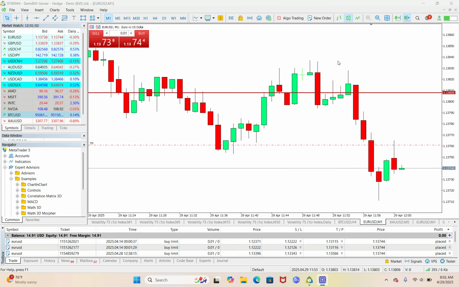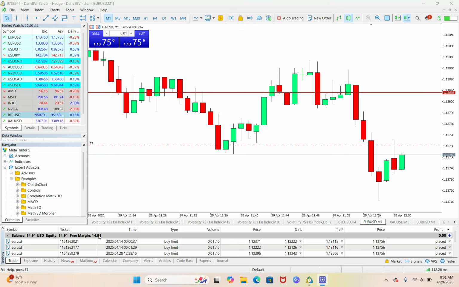First, I'm going to zoom out the chart. Before I do that, I'm trading a small account. In my previous video I started with $20. Now we're down $6. Account balance is now $14.91. It seems as if some of the limit orders that we set, the market went through them, but I'm not concerned about that.